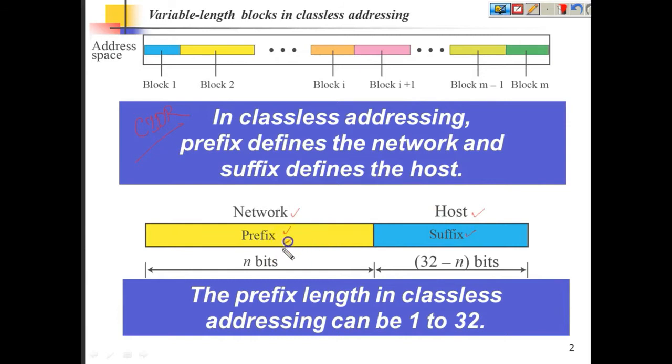So here we will be using the prefix. This is very important. Here we can assign any number of bits for the prefix. We call it n bits. Like in classful addressing, the prefix bits will be only 8 or 16 or 24. But in classless, these prefix bits can be anything in the range from 0 to 32, meaning it can be 1, 2, 3, 4, up to 32, it can be anything.